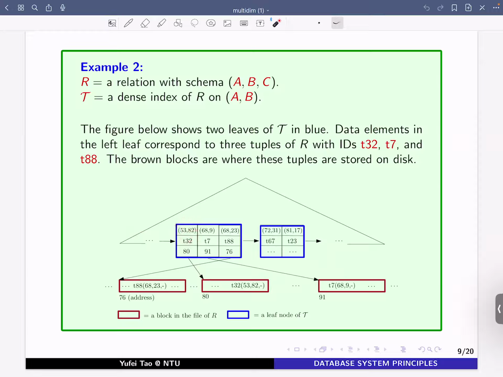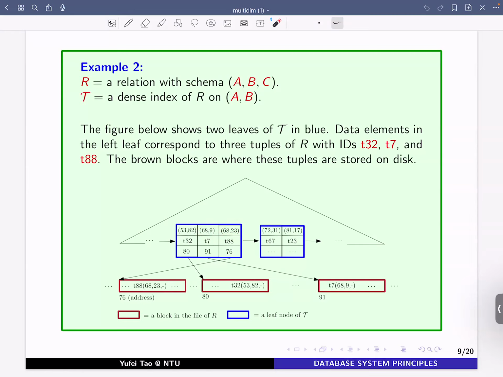The data elements are sorted, okay? Sorted according to the lexicographic order defined on AB. Indeed, you can see this pair is before this pair, right? Because 53 is less than 68, and 68.9 is less than 23, right? And so on and so forth.